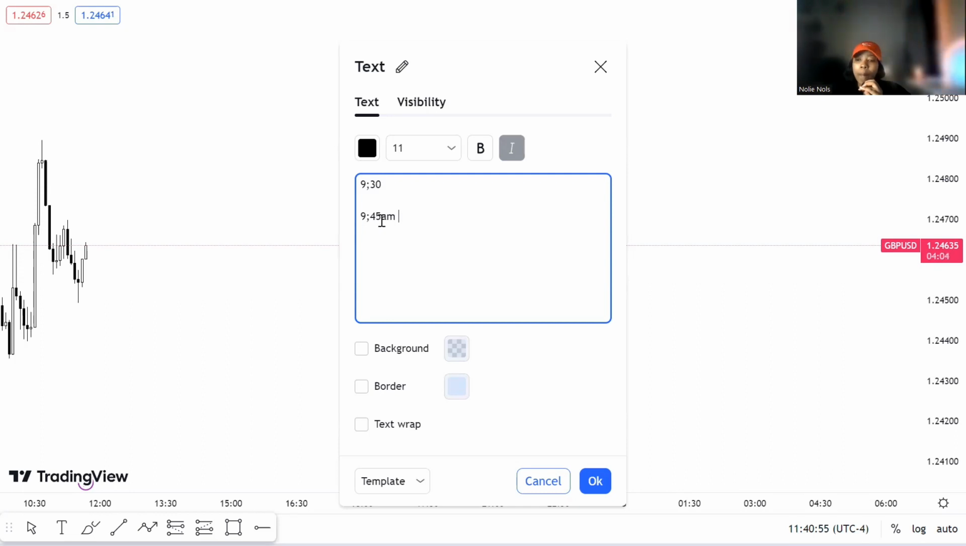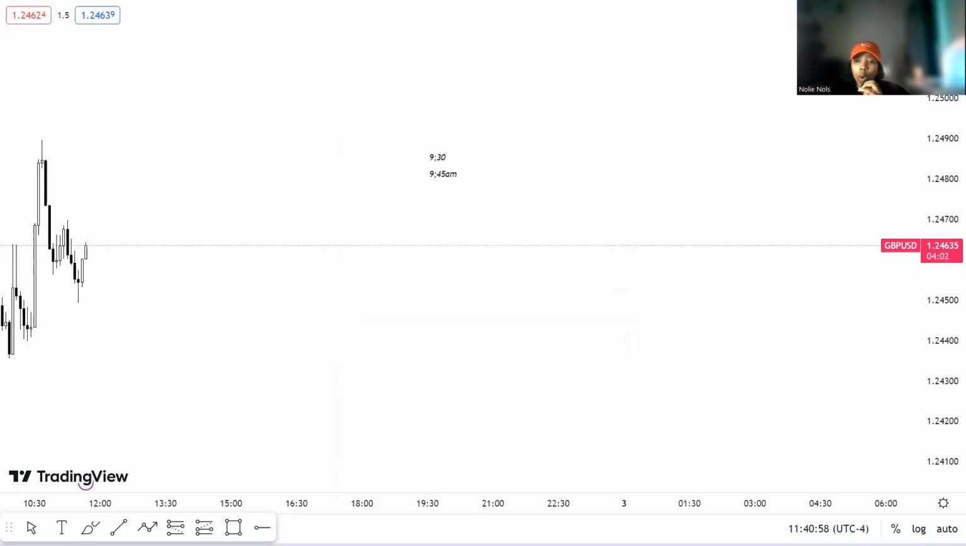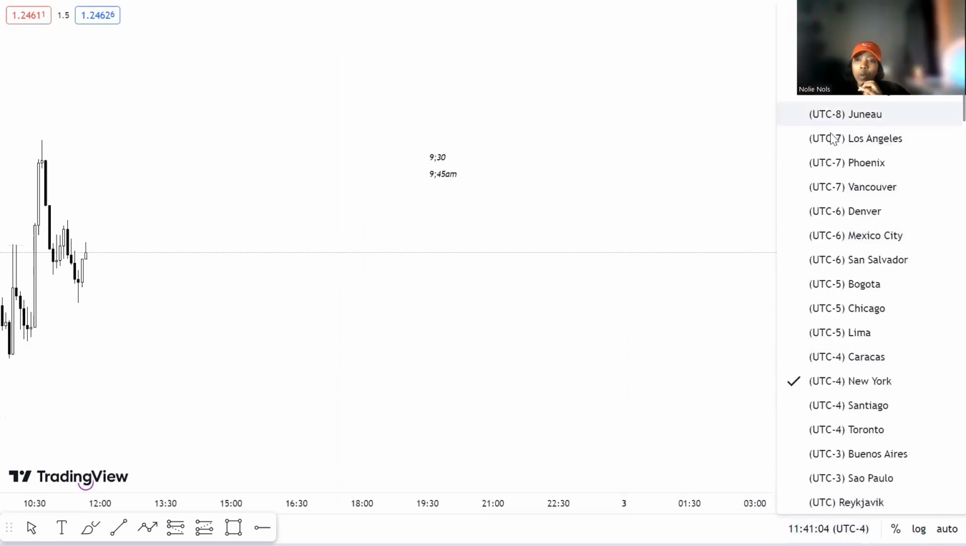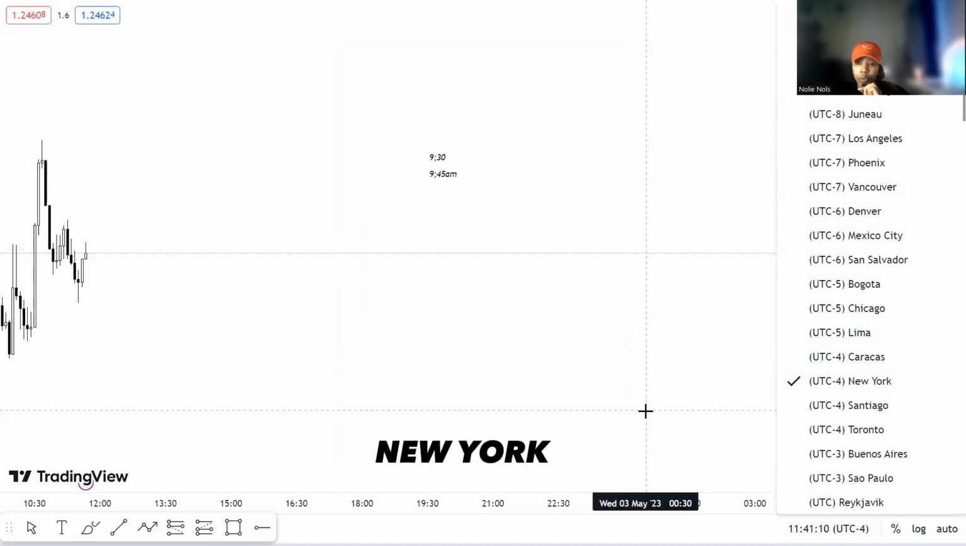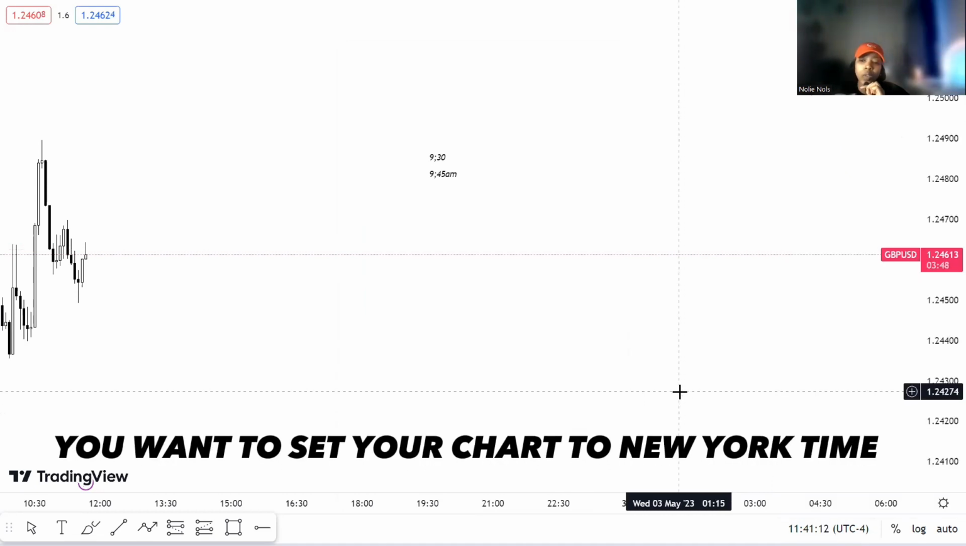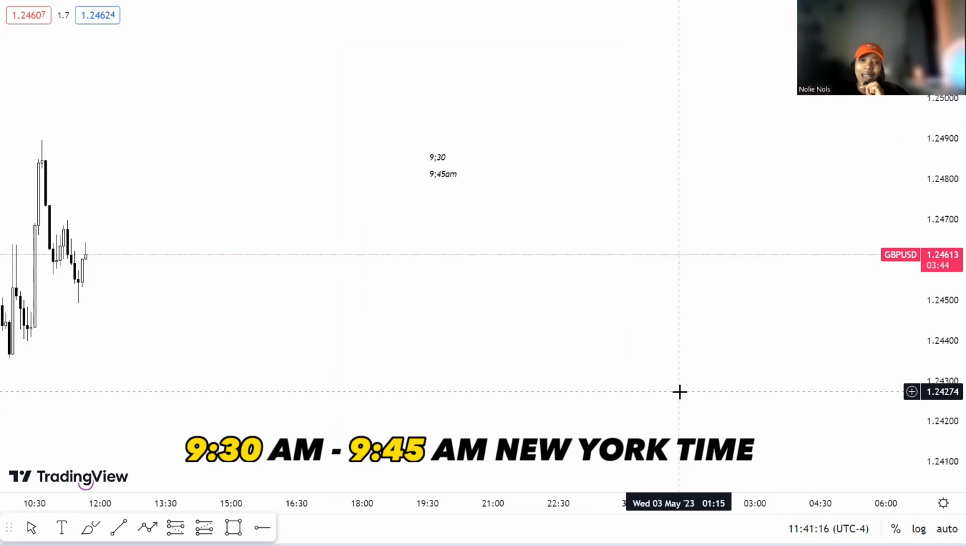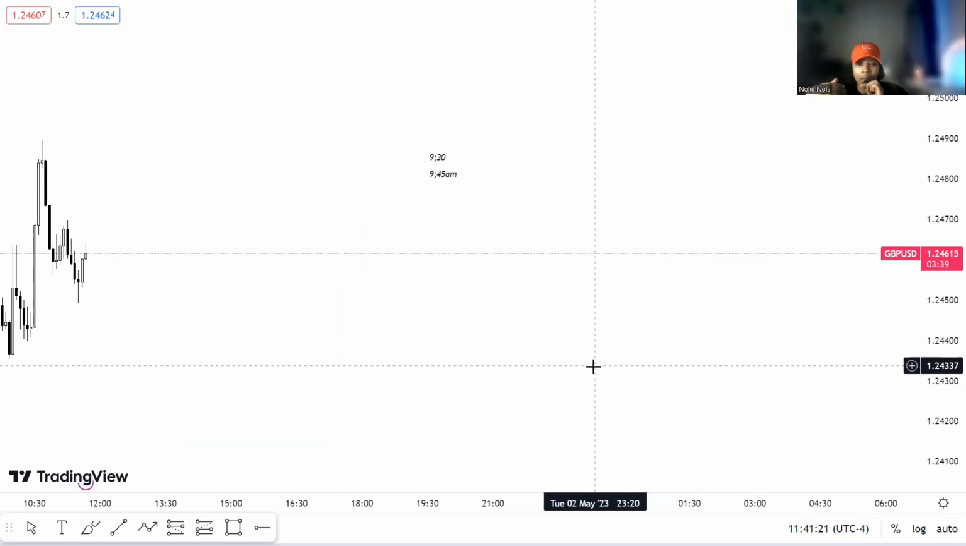So what you want to do is go to the right of your TradingView and look for New York, right? Then you click onto that and you will find New York, which is right there. I ticked on New York. So you want to set your chart to New York. Open your laptop at 9:30 or 9:45, looking for the trade, okay?